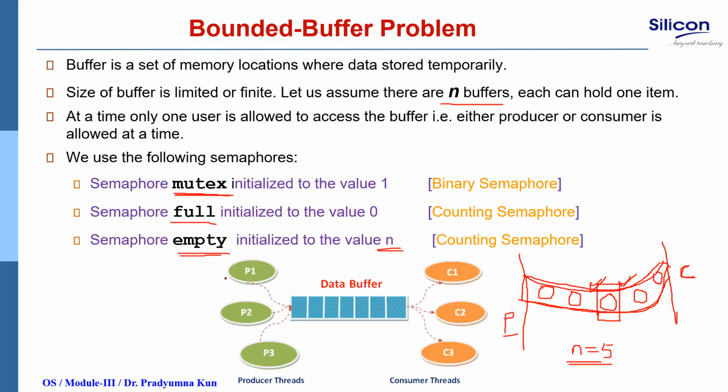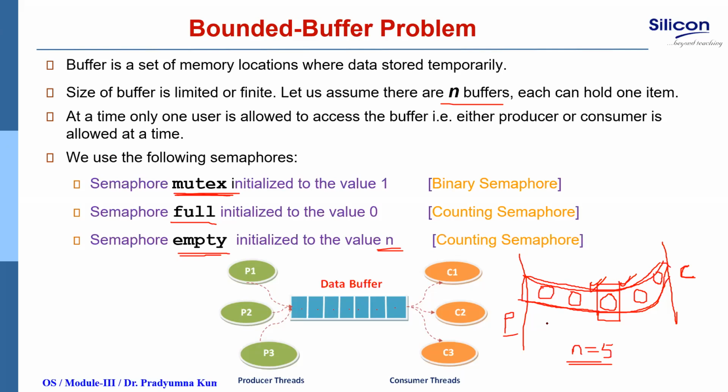Is it understood? Three semaphores we have taken. One is mutex. Remember, as these are semaphores, they are shared by producer and consumer. Every time, whether it is a producer or consumer wants to produce an item or consume an item, before that, it will put a lock and release the lock. So we take a binary semaphore for the same, and that is mutex.